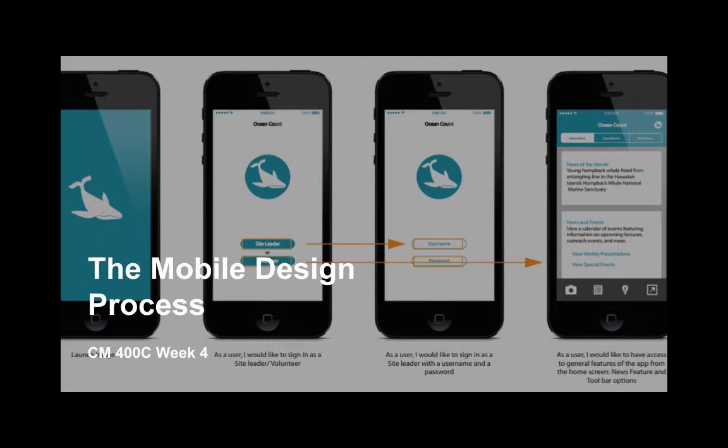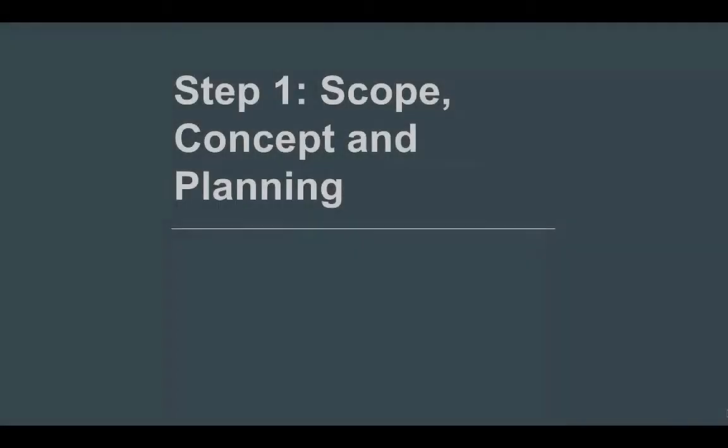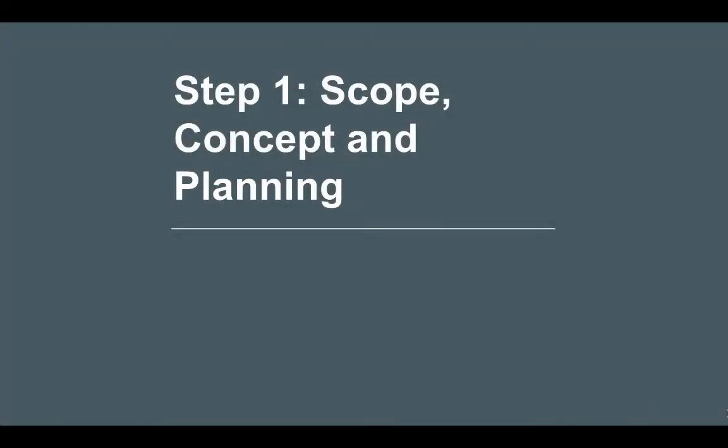In this lecture, I will talk about the mobile design process and ways to conduct app research. The first step in the mobile design process includes scope, concept, and planning. You and your team should work on understanding these three areas of the mobile design process before committing anything to the visual design of your app.